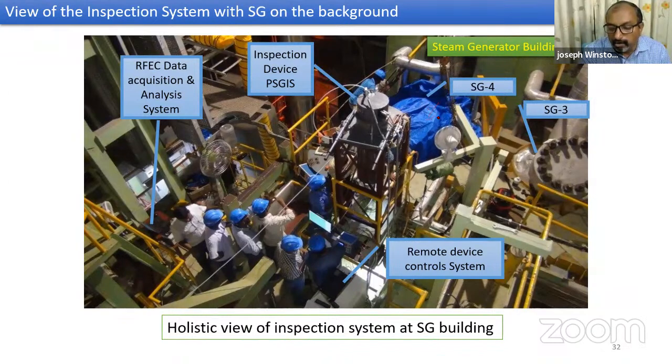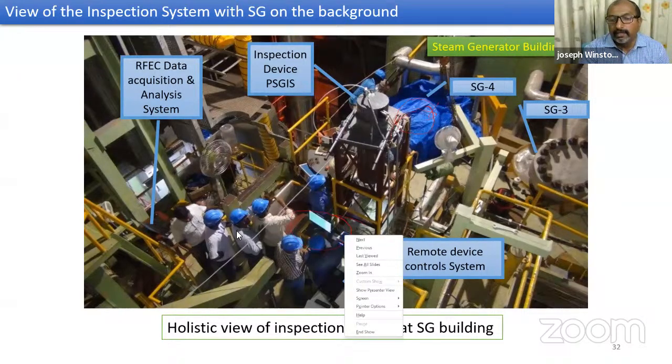You can see the manhole is opened here, and it is in the temporary structure. Then this is lifted and put into the system. Then the operator completely sits at a remote control panel and controls the device. And then the RFEC is secured in the RFEC station nearby, and the data is collected for all the tubes, so that the tube healthiness is checked in all the tubes and qualified. That is the way finally the device goes.